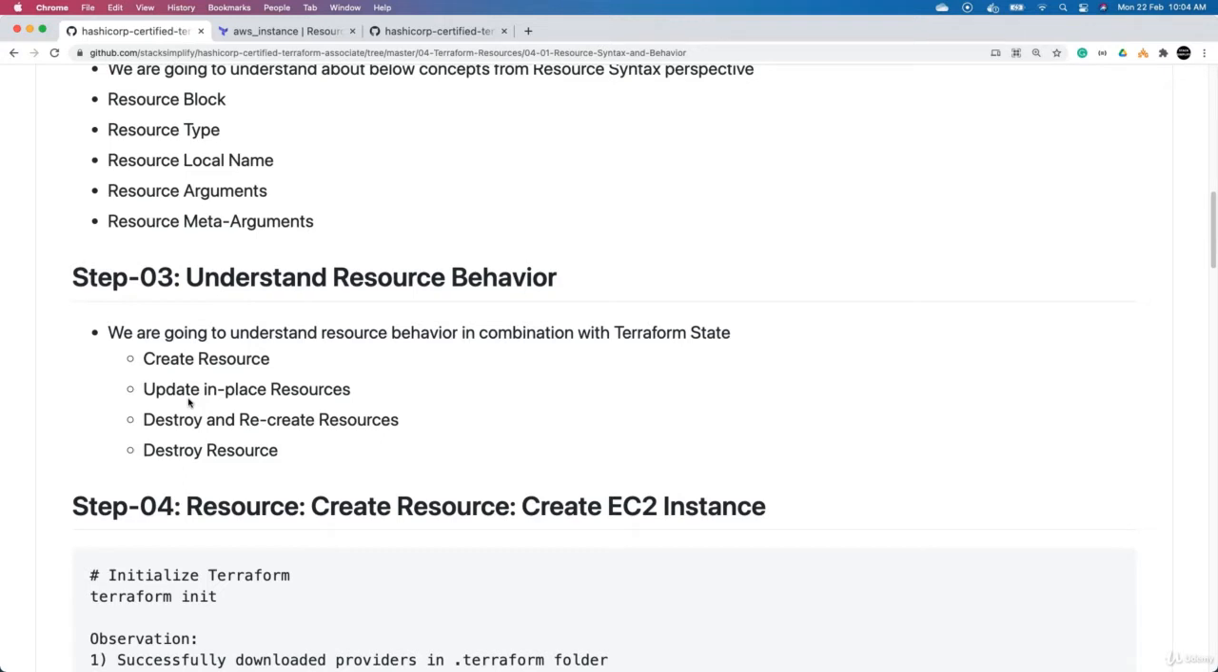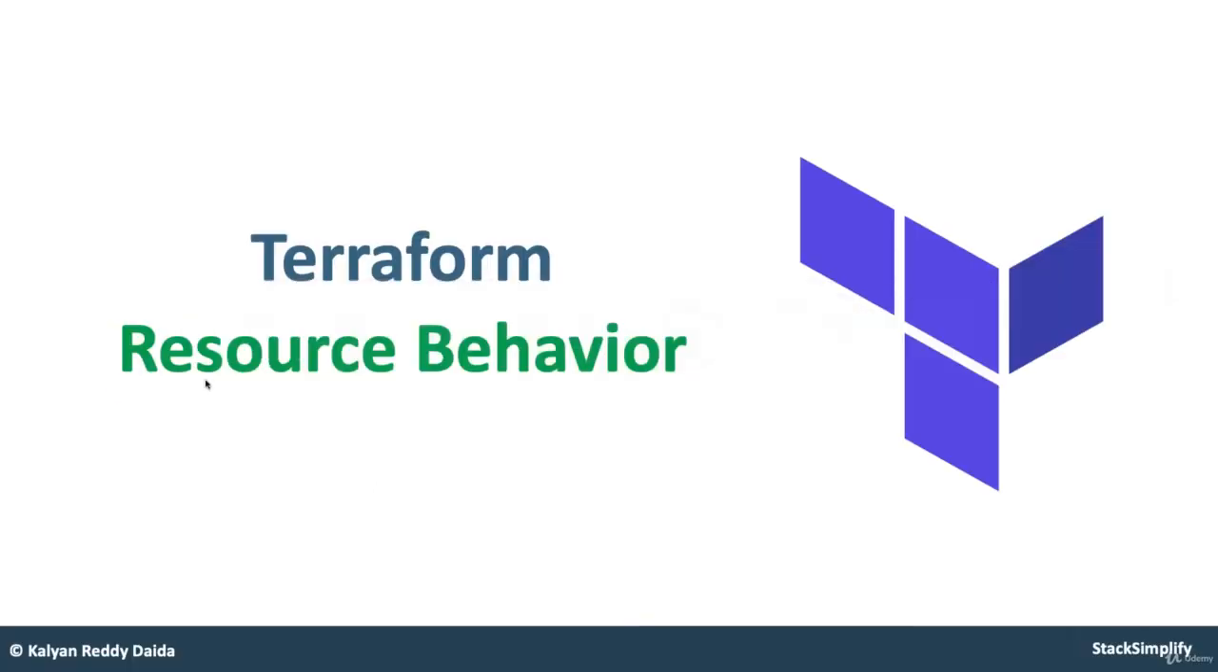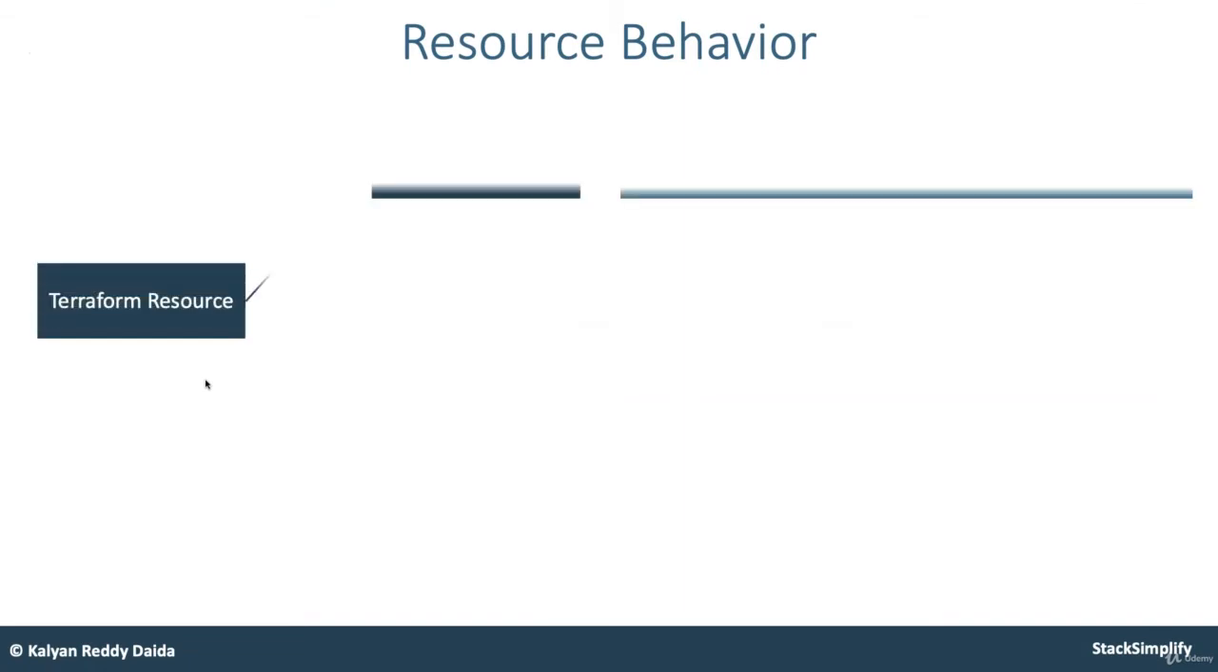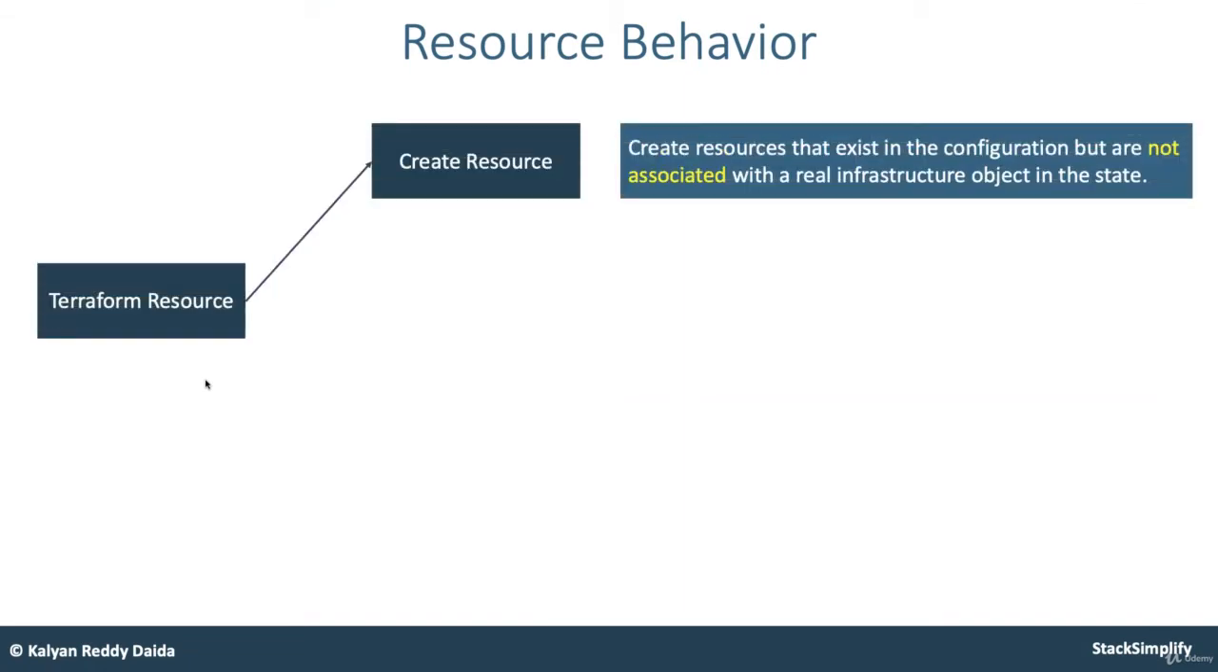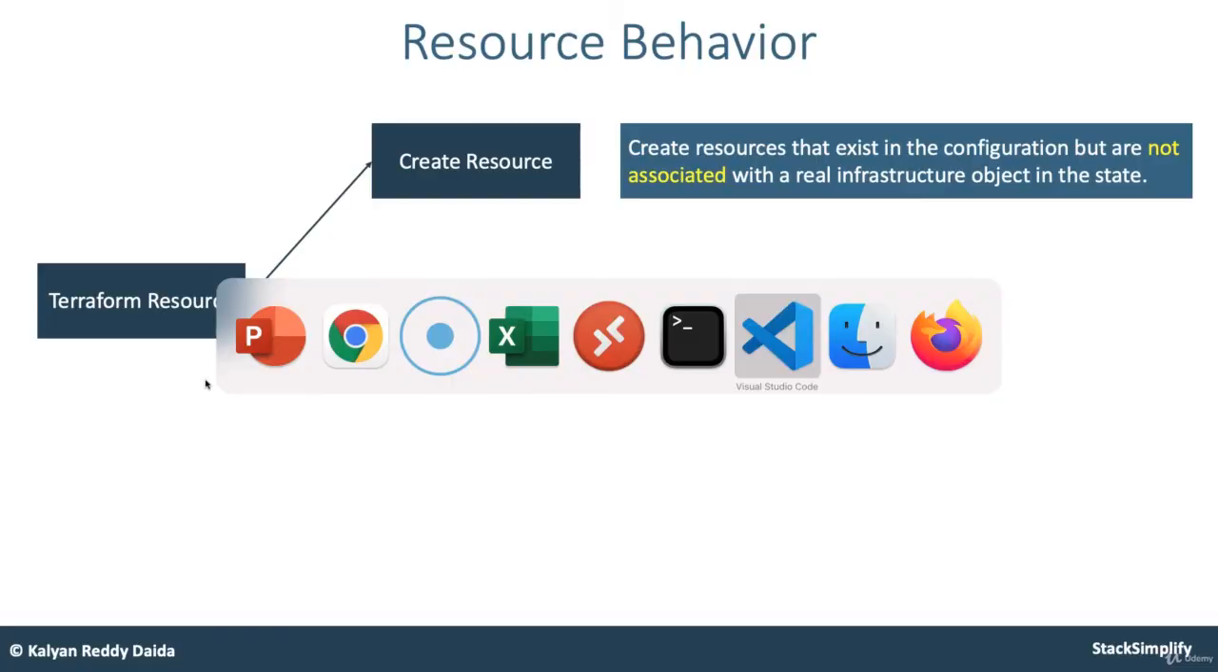We can create a resource, update that resource in place, destroy and then recreate it, or even just destroy a resource. Let's see what this means in detail from our presentation. For a Terraform resource, creating a resource applies to a resource that exists in the configuration but is not associated with a real infrastructure object in the state. We will discuss more about state in the upcoming lectures. Creating a resource is about the resource you have defined in your configuration.